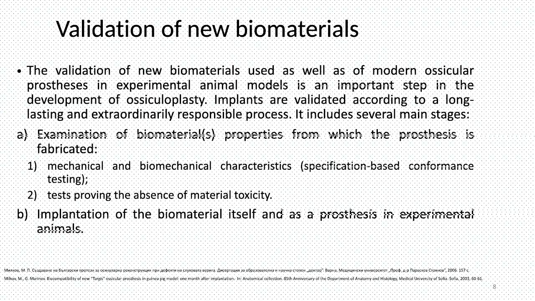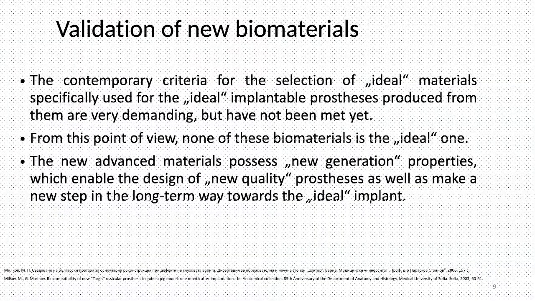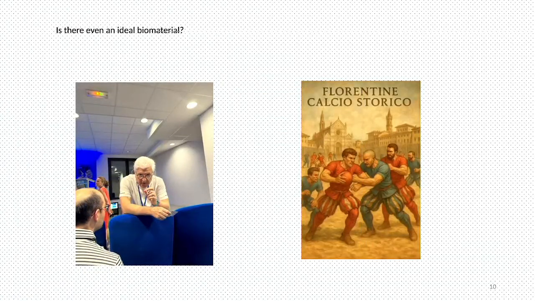as well as modern ossicular prostheses, in experimental animal models. This is an important step in the development of ossiculoplasty. Examination of the properties of the biomaterial from which the prosthesis is fabricated, mechanical and biomechanical characteristics, proving the absence of material toxicity, and implantation of the biomaterial itself and as a prosthesis in experimental animals. The contemporary criteria for the selection of ideal materials, and of the ideal implantable prosthesis produced from them, are very demanding but have never been met yet. Is there any ideal biomaterial? At this time, I think it's not available.